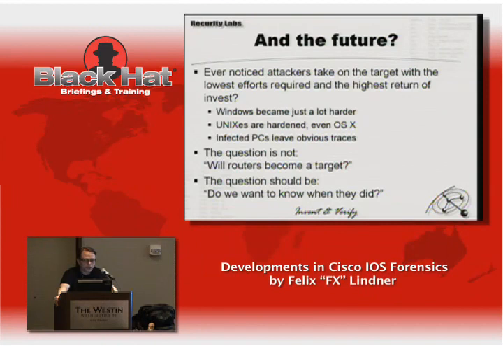So far, it's the cheapest thing. But they leave obvious traces. Even the German government managed to finally find some Trojan in their Bundeskanzleramt, which is pretty much like the White House. They managed to find the Chinese Trojan after God knows how long they had it. So the question is not really, will routers become a target? But the question is, or in my opinion should be, do we want to know when they do?